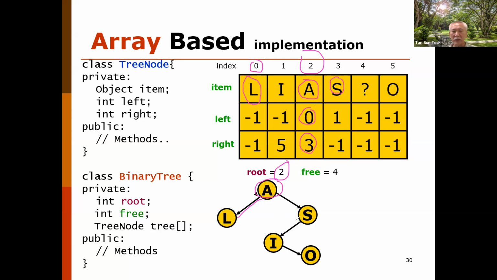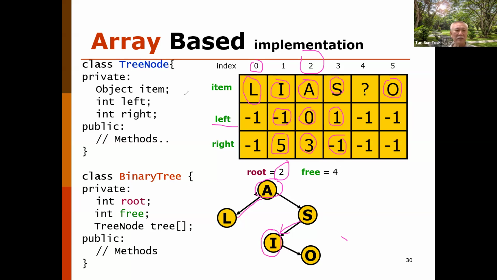And after that, similarly for S, if you want to find the left subtree, the index is actually here. So therefore, you go to 1, you find the I there. And then, of course, the other side is empty, so we use -1 to say that there's no right subtree. And of course, for I, similarly, there's no left subtree, but there's a right subtree at index 5. So you go to 5, you find the O. Okay. So that's how you represent it.